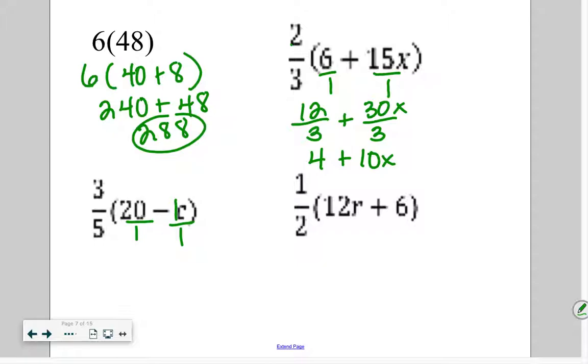Multiply going straight across. 3 times 20. 60. And on the bottom, 5 times 1. Minus, what is 3/5 times 1 over 1? Still 3/5. Now when you write it, I would write 3/5 and then put the variable c right next to it. Let me clean up my handwriting a little bit.